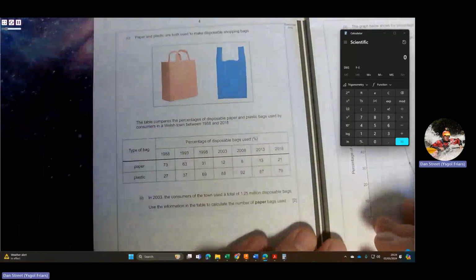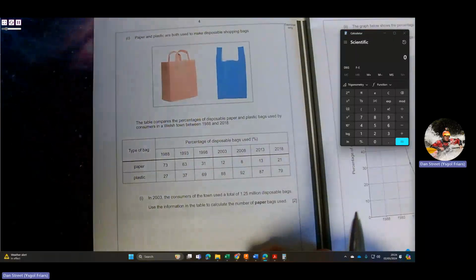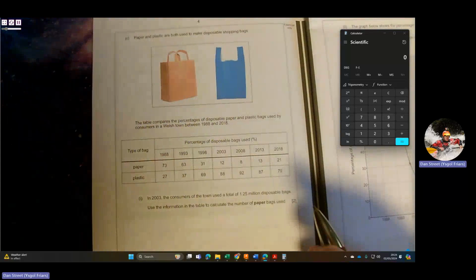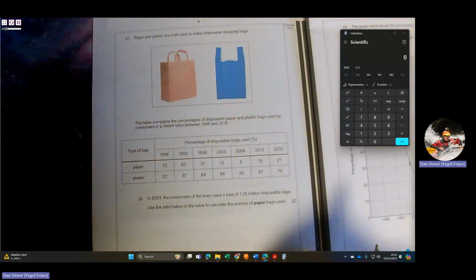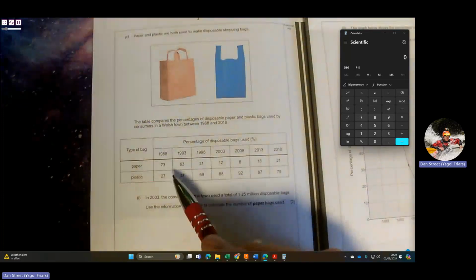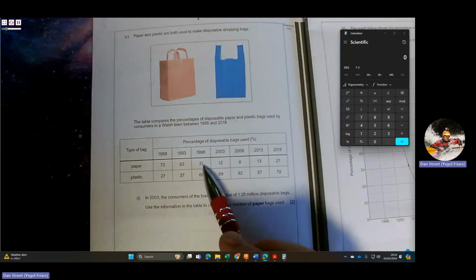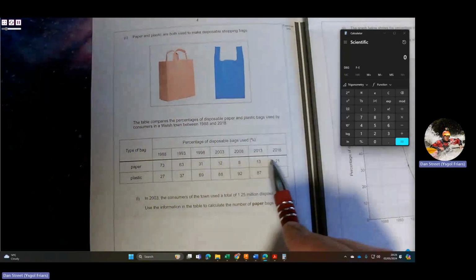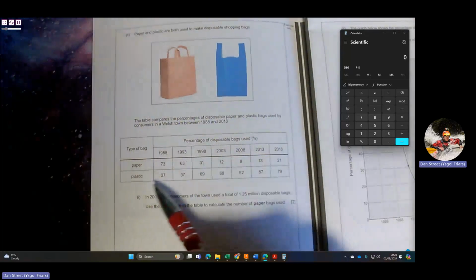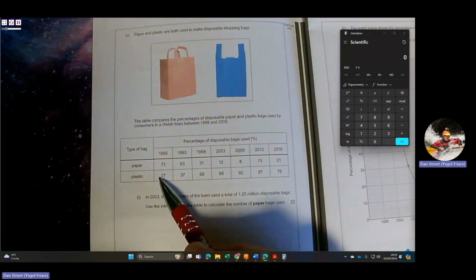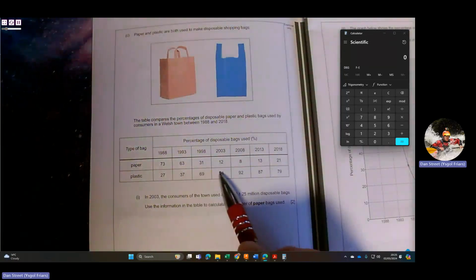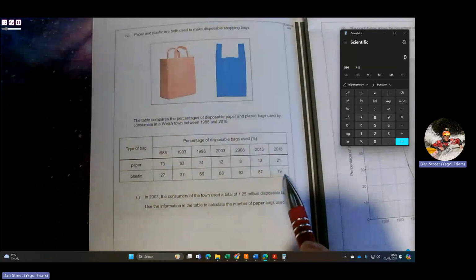Okay, moving along. Paper and plastic are both used to make disposable shopping bags. The table compares the percentage of disposable bags, paper and plastic bags used by consumers in a Welsh town between 1988 and 2018. Okay, so if we look across, the amount of paper bags started relatively high. It decreased, but then it started to increase again after 2013. And basically the opposite pattern happens with the plastic. They increase, and then they start to decrease again.